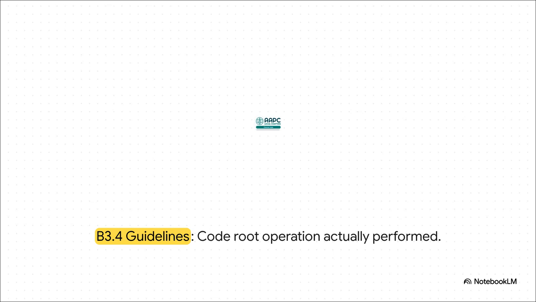In this case, because the extirpation failed, it defaults back to an inspection of the ureter. The golden rule here: always code what was actually accomplished.